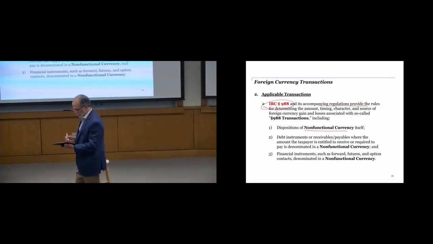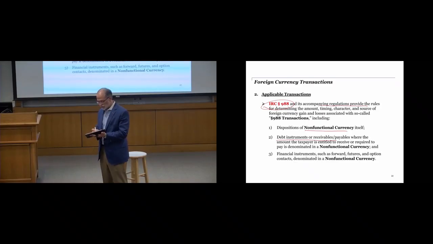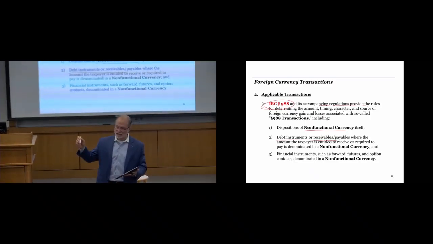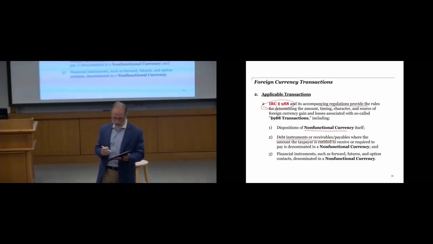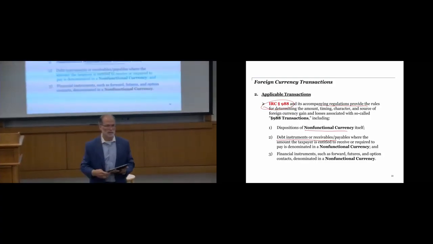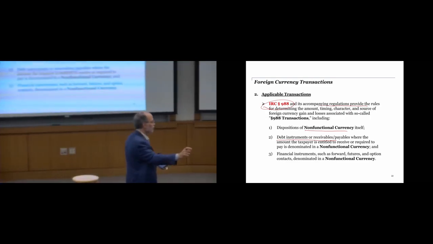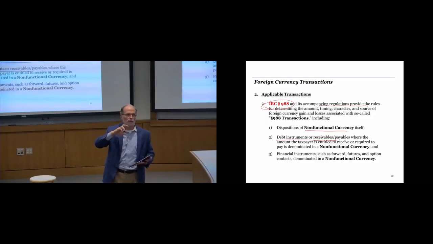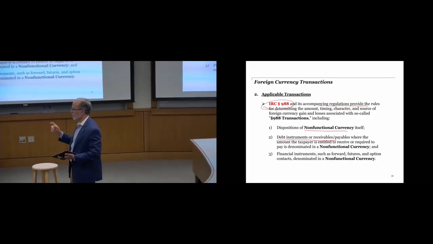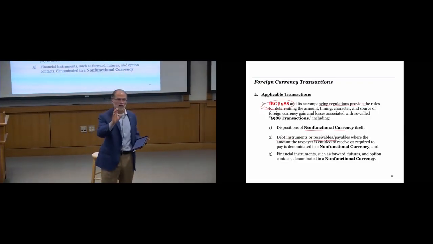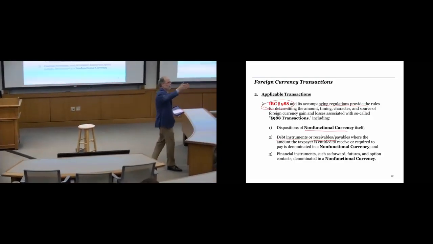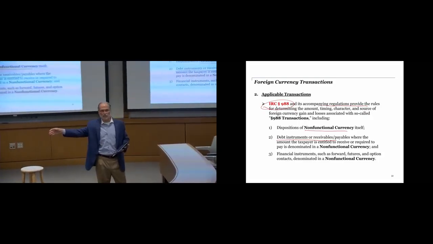The second area is you could have debt instruments or receivables or payables where the amount the taxpayer is entitled to receive or required to pay is denominated in a non-functional currency. Not the currency itself, but if I do a sale and I record that in accounts receivable, and the transaction itself is denominated in non-functional currency, then I can have gain or loss fluctuation between when I book the sale and record the receivable, and when I collect the cash and relieve the receivable.